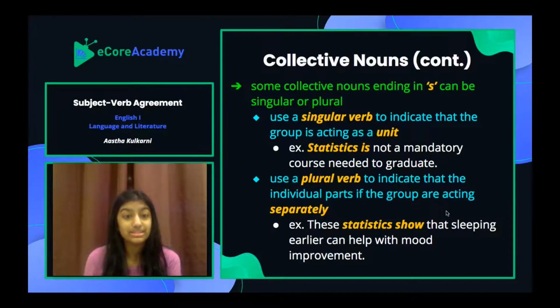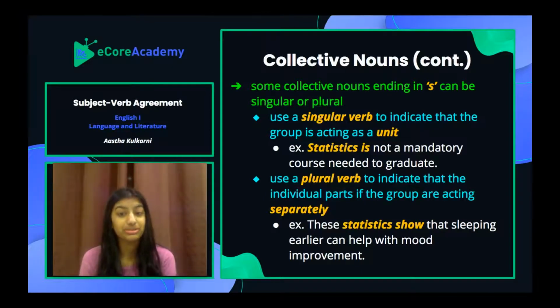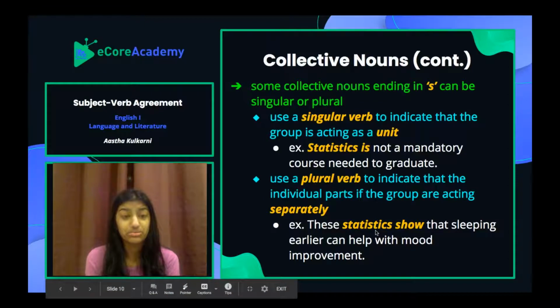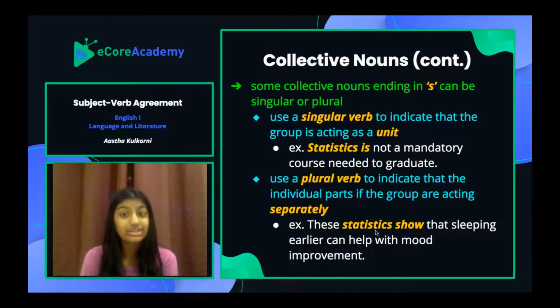So these statistics, this time we're talking about those separate or multiple facts, show that sleeping earlier can help with mood improvement. Since we have statistics as a plural, since it's more than one statistic, statistics in this case is acting as a plural subject, so we're going to use a plural verb for that too, which would be show.